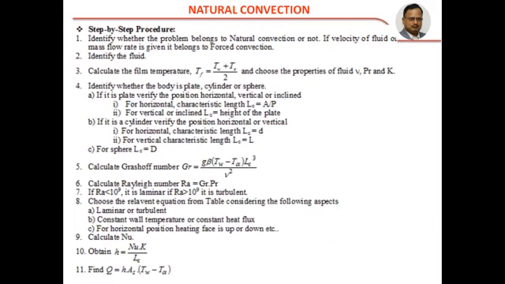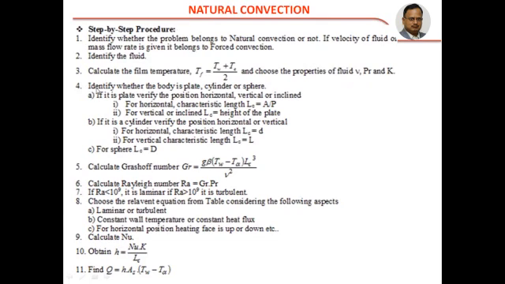So before closing this session on natural convection, like we have seen the step-by-step procedure in forced convection, I will brief the step-by-step procedure in natural convection also. The first step is identify whether the problem belongs to natural or forced convection. If velocity of fluid or mass flow rate is given, it belongs to forced convection, otherwise it is natural convection. Identify the fluid, whether it is air, water or something else. And then calculate the film temperature, Tf is equal to Tw plus T infinity by 2, and then choose the property set there.